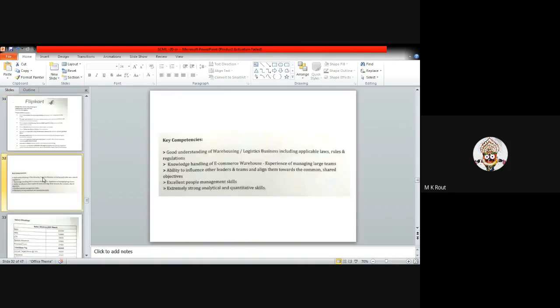Moving to the key components or key competency. These are the key competencies required by Flipkart. Good understanding of warehouse, logistic business, including applicable laws, rules, regulations. The second is knowledge handling of e-commerce warehouse, experience of managing large teams. The third one is ability to influence other leaders, team and align them towards the common and shared objectives. The next one is excellent people management skills. And the last one is extremely strong analytical and quantitative skills.